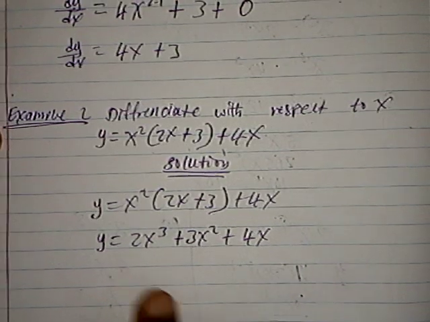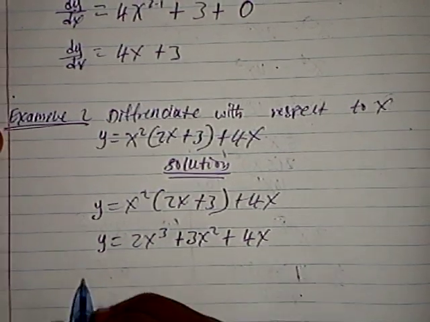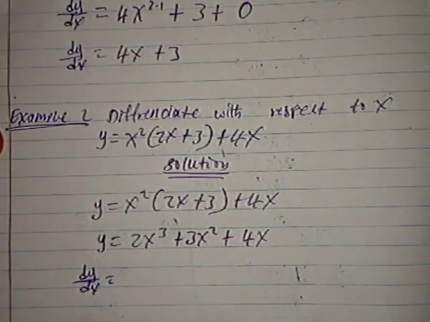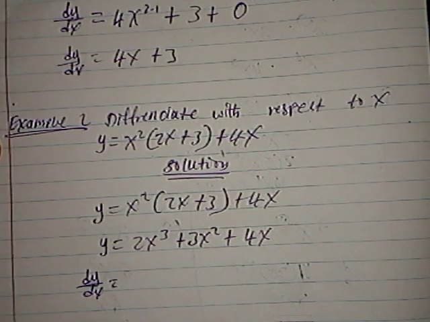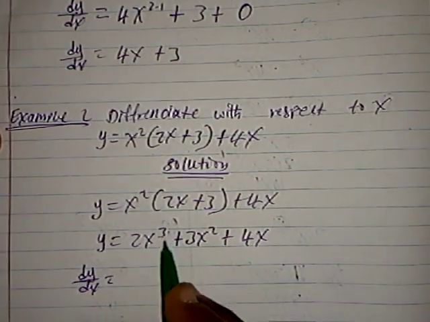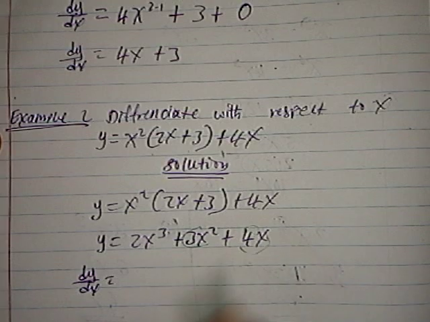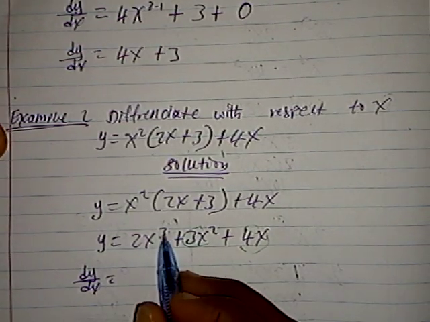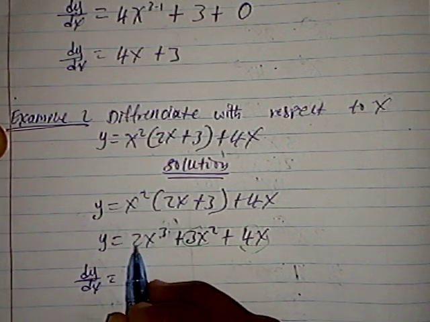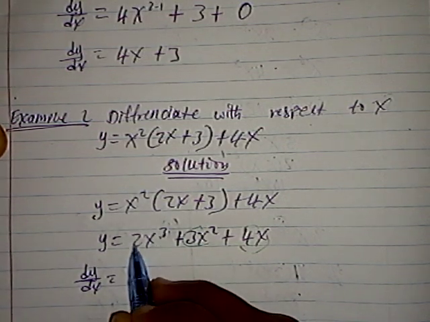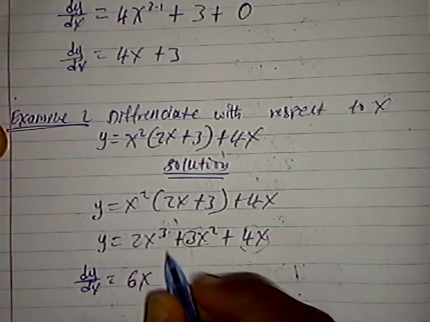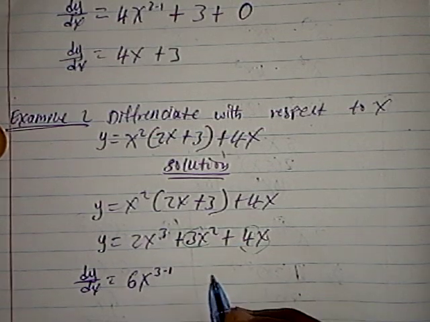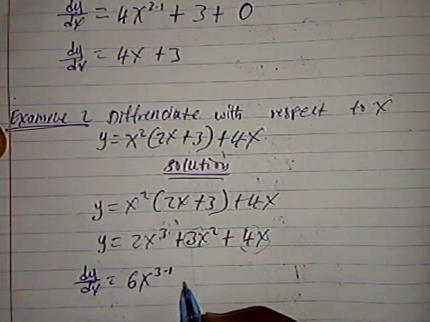Now what next? After we have removed the bracket, now we differentiate. dy upon dx is equals to, now we are going to differentiate each term here, right? See, we are going to differentiate this first, from there we come to this, from there we come to this. Now let's see how we're going to differentiate this. As I told you, you always multiply the power with this, right? 3 times 2 is going to give you what? 6x. Now you subtract 3 minus 1. You always subtract it by 1, right? You get it?